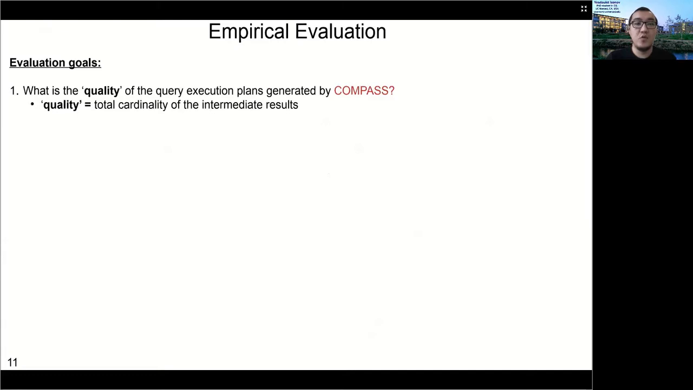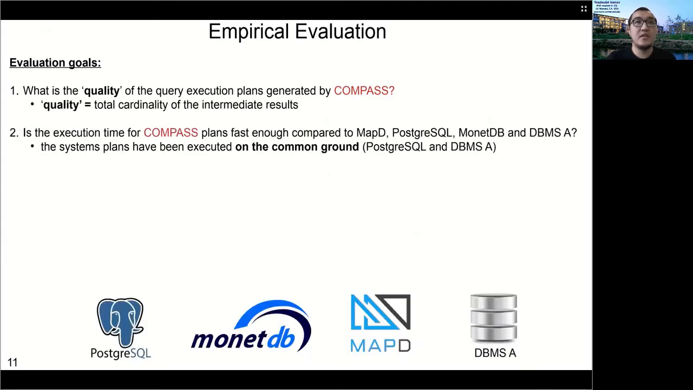In the experiments, we evaluated Compass from 5 angles. First, we evaluated the cost of the plans generated by Compass based on the sum of intermediate join data sizes. Second, we compared the execution times of the plans against 4 other well-known database systems. We execute all systems' plans on the common ground to be isolated from the execution engine type. We use PostgreSQL and DBMS-A as common grounds.